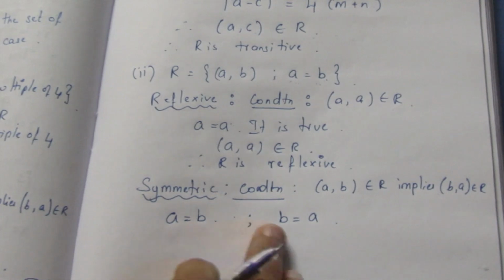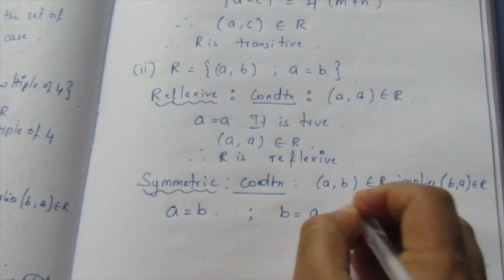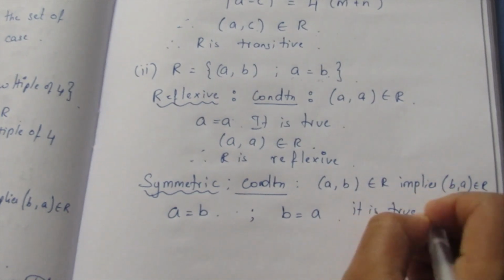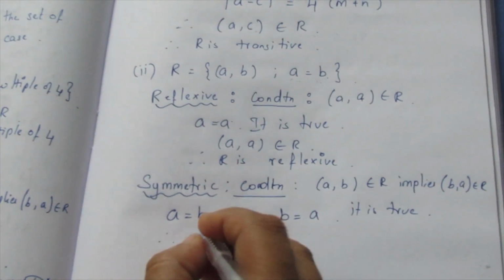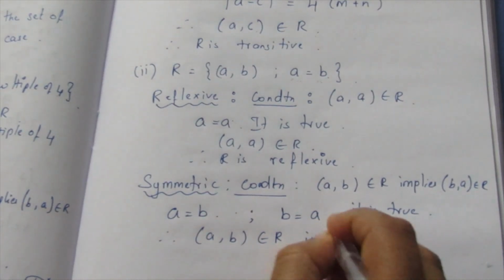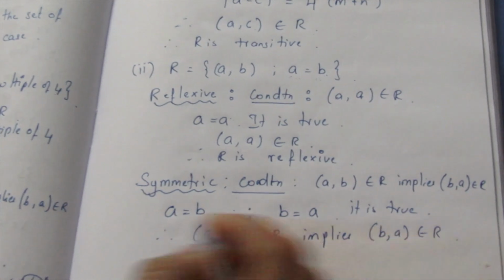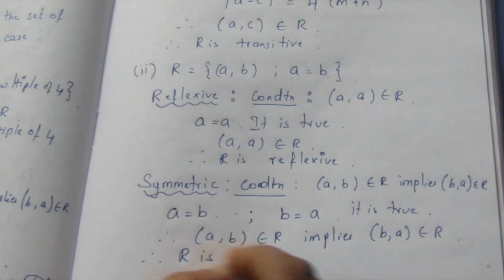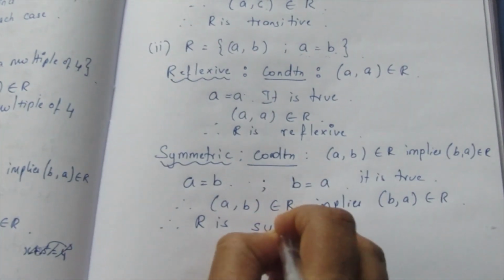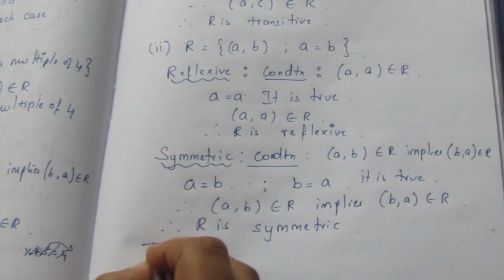If phi is equal to phi, here also B is phi. So phi is equal to phi. So it is true. Both the conditions are the same. Therefore, A comma B belongs to R implies B comma A belongs to R. Therefore, R is symmetric. We'll move on to transitive.